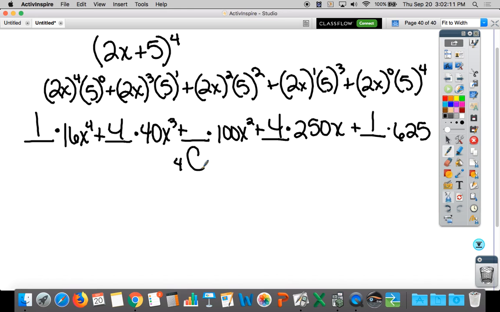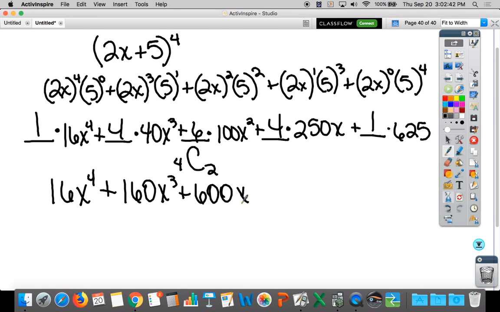And what ought to clue you in is if you did 4C3, you should have gotten 4. And you won't do 4, 4, 4. Okay, you may not know what that is, but you ought to know it's not 4. Because you already have that. So it will be 2. And so it is 6. Okay. So that is 16x to the 4th plus 160x cubed plus 600x squared plus 1000x plus 625.